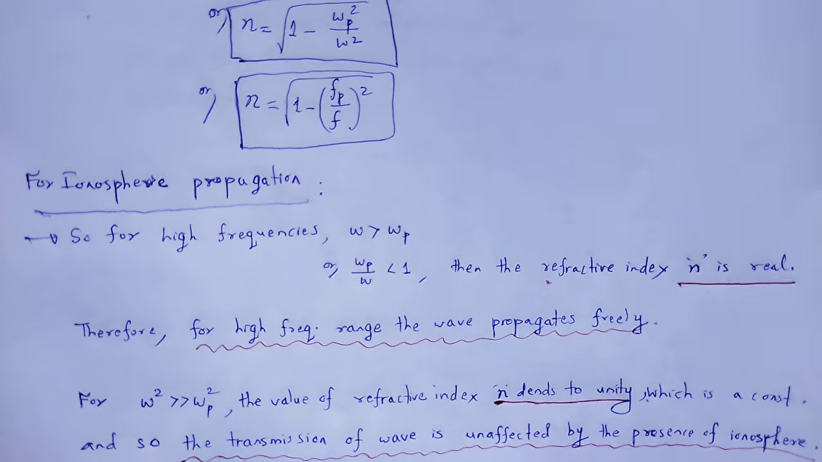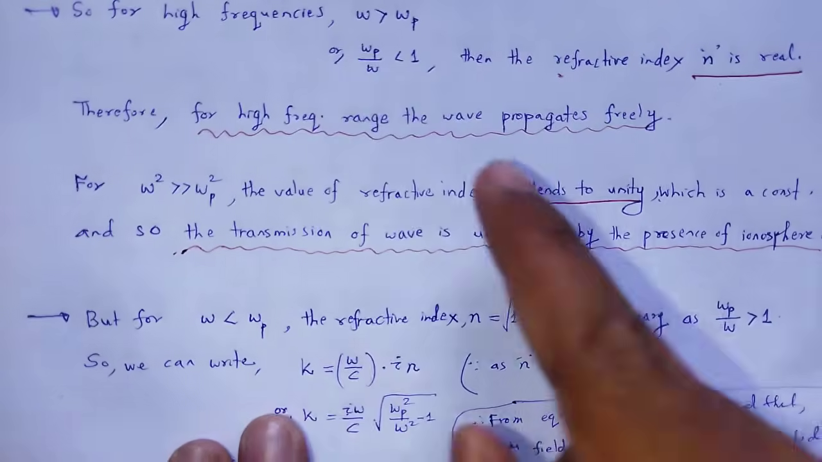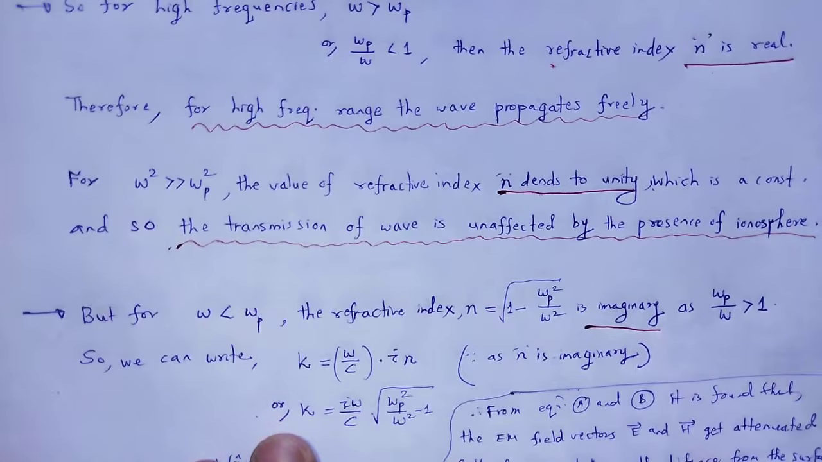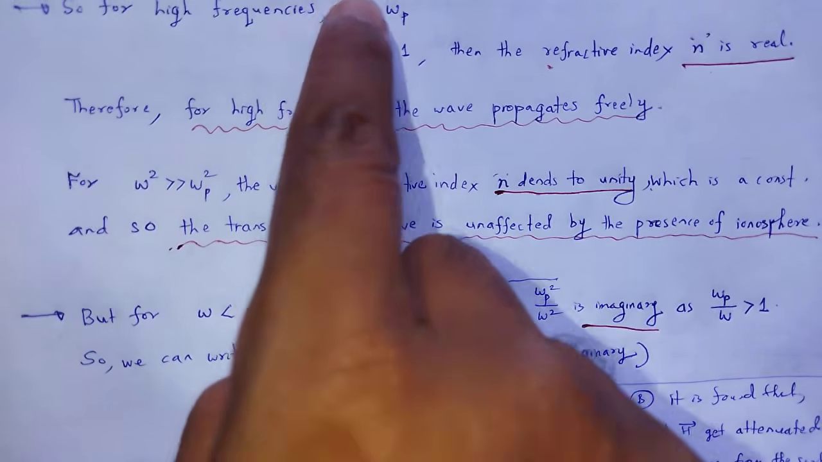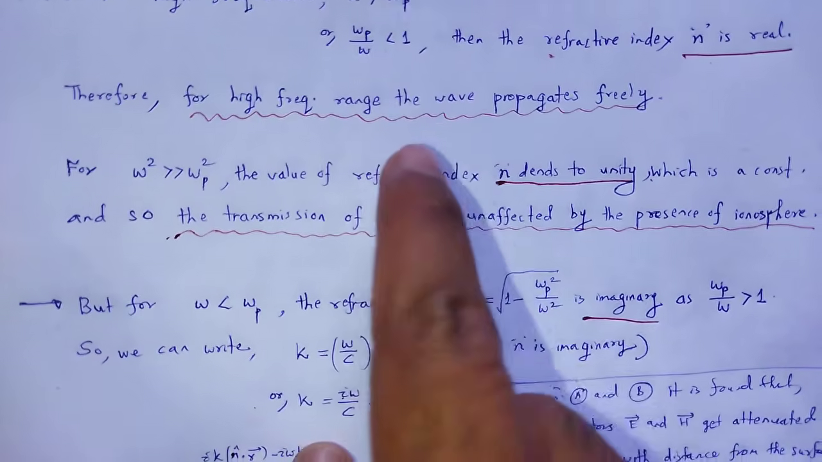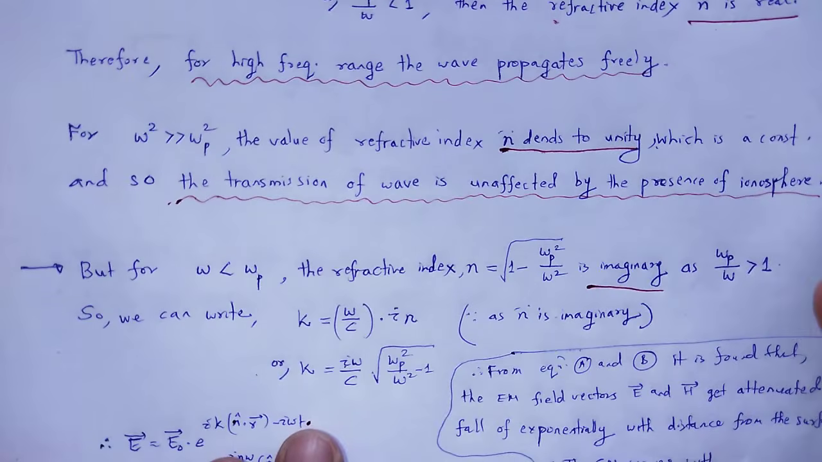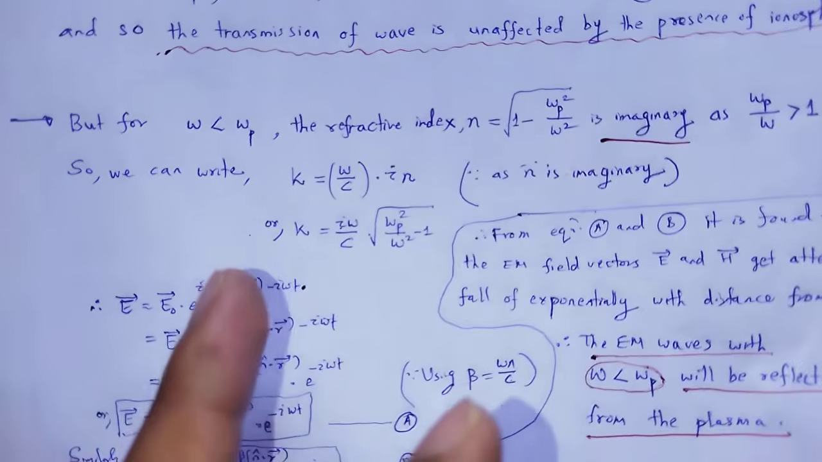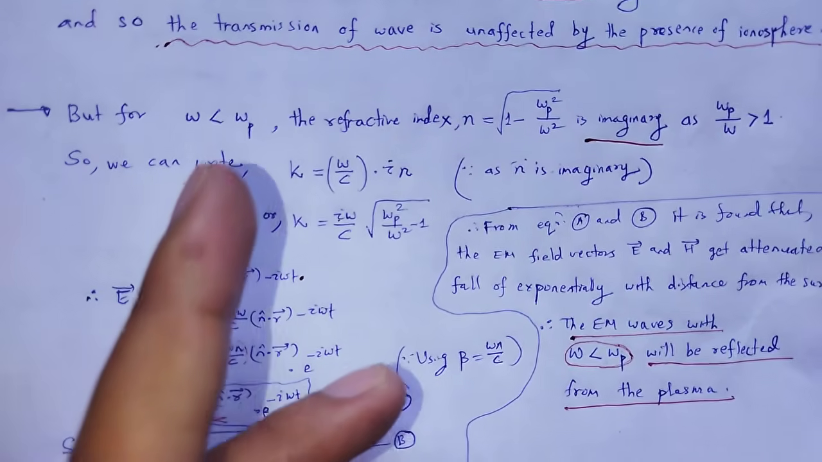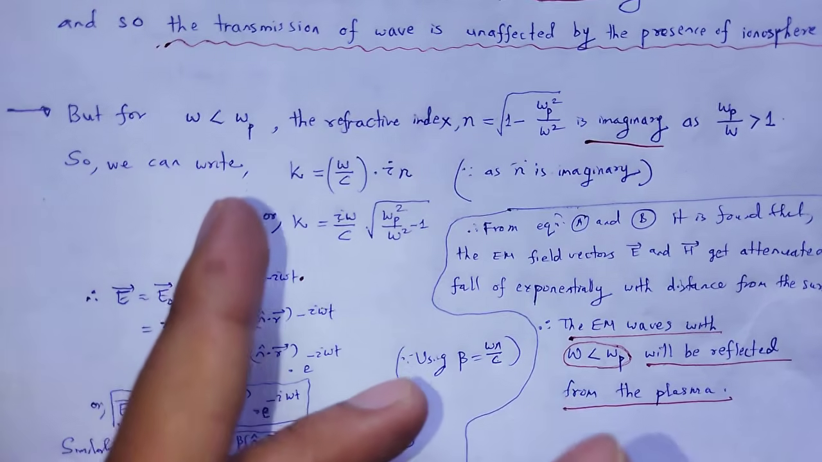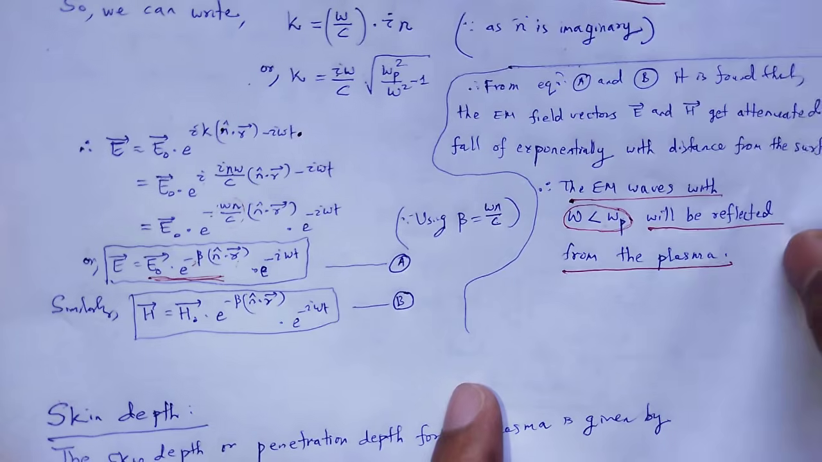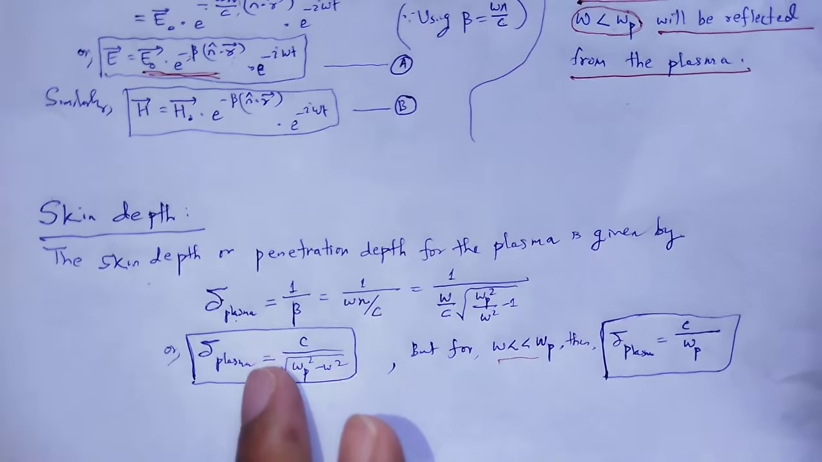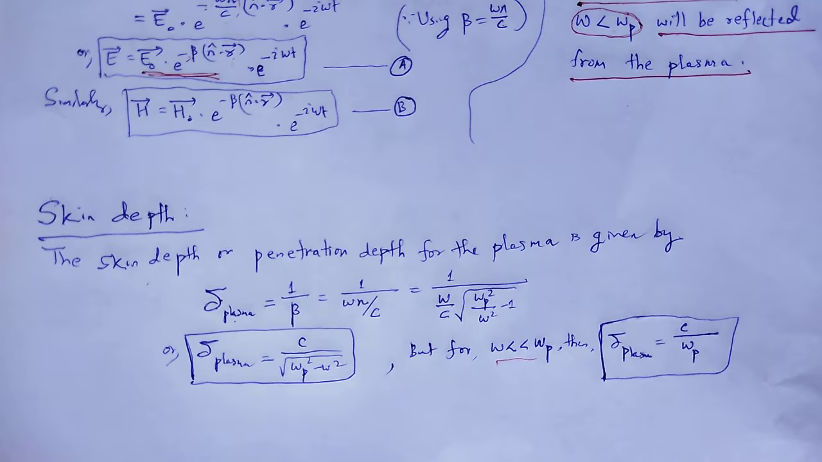Basically, the condition for propagation: when the frequency is greater than the plasma frequency, the wave is transmitted without being affected by the ionosphere. In the other condition, when the frequency is less than the plasma frequency, it is reflected back by the plasma medium. And finally, what is skin depth or penetration depth?